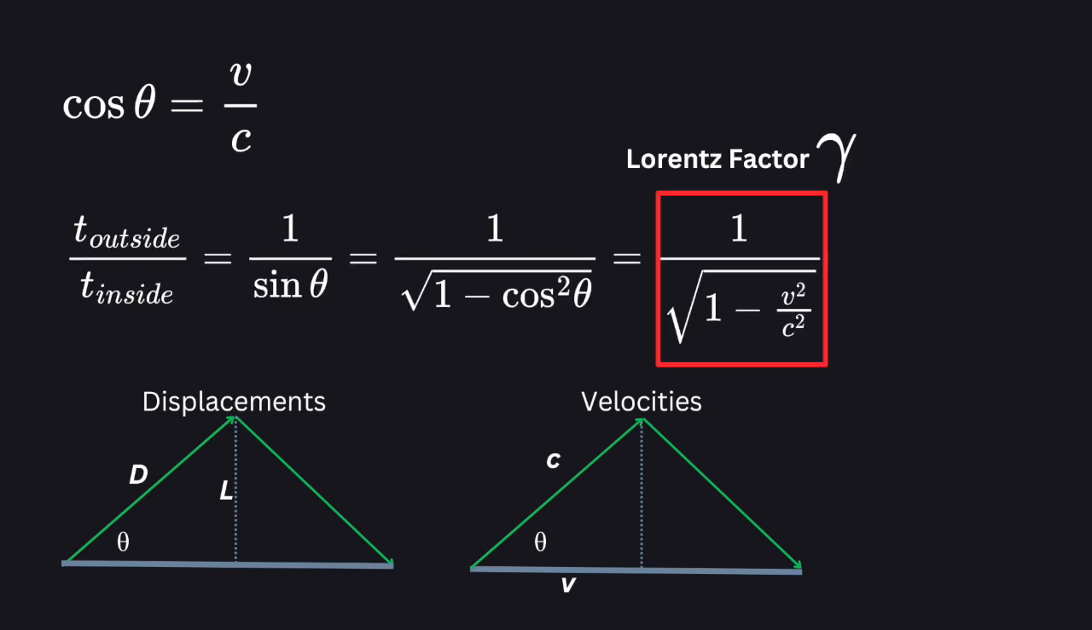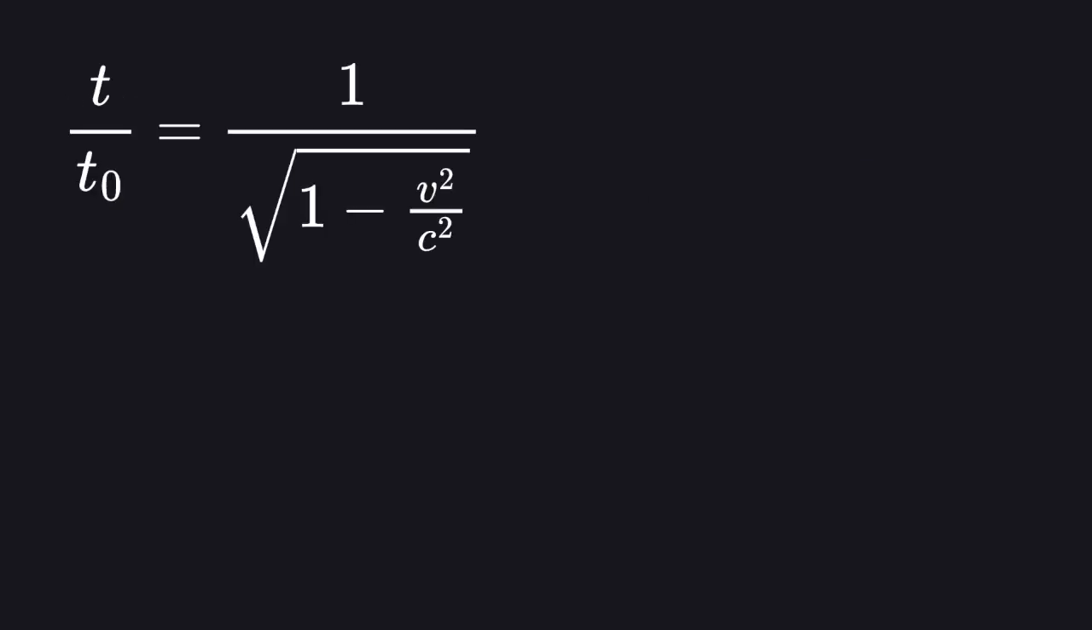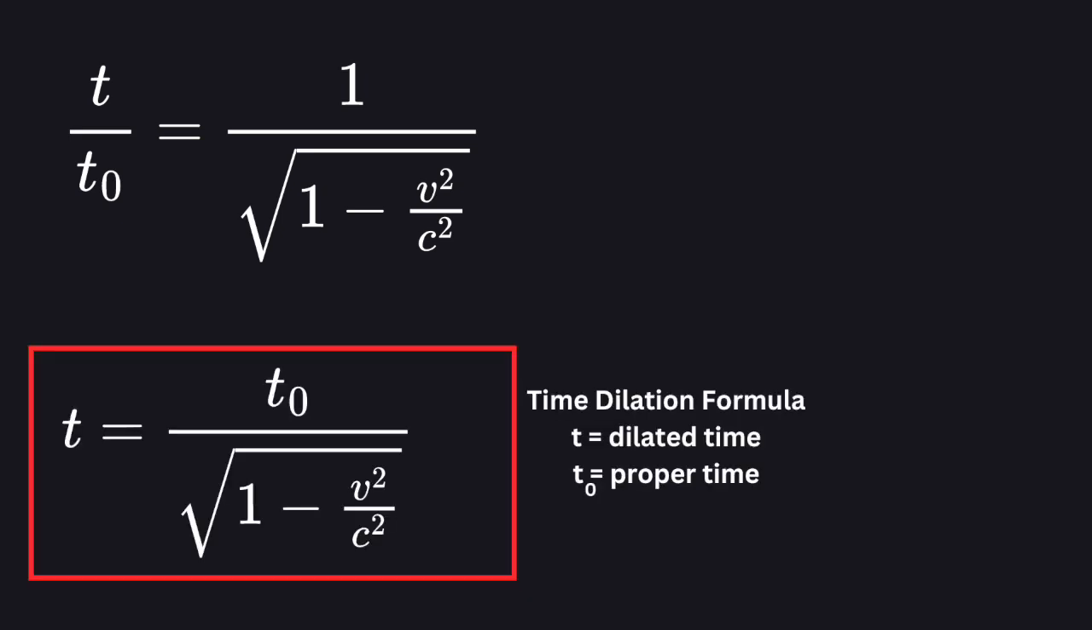Therefore, the ratio of the outside time to the inside time is this expression, which is commonly referred to as the Lorentz factor, or more simply, gamma. We can solve for t, which represents the dilated time, by moving the inside time, or more commonly known as the proper time, over to the other side, which gives us this formula.